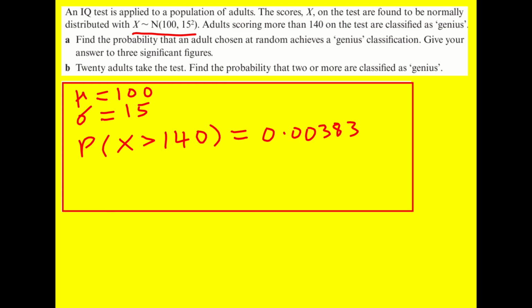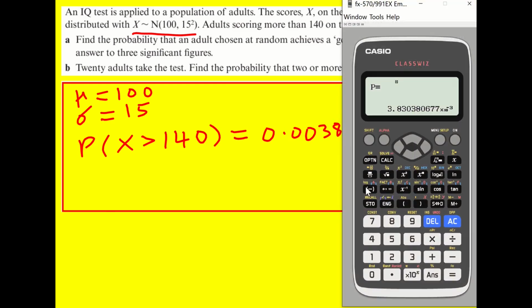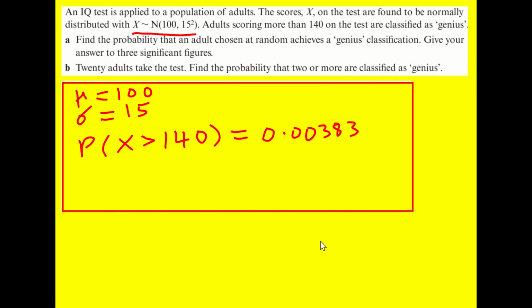So 3 significant figures. I might just write a few more figures down, 0.0038303. I'm going to put that in brackets just because I'm going to use that in a second. Okay, that was part A. Have a go at part B. 20 adults take the test, find the probability that 2 or more are classified as genius.